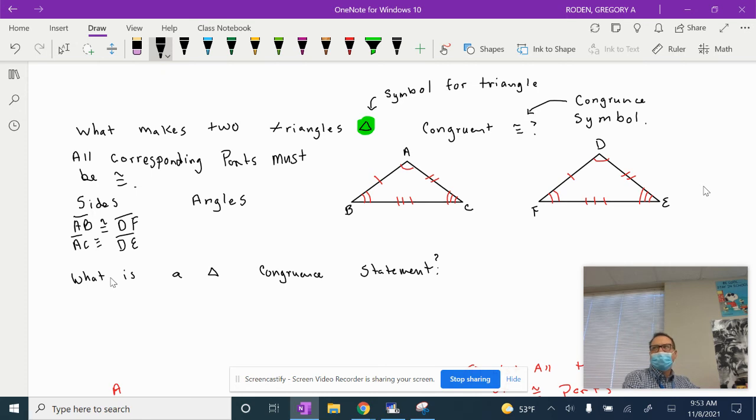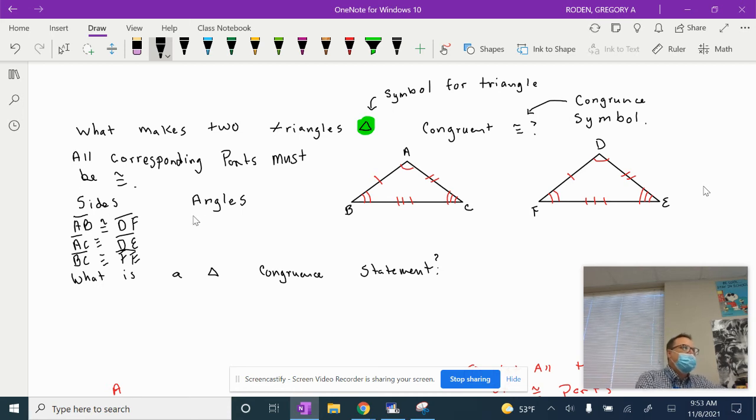Anyone see another pair of congruent sides? Let's stick with sides. Tanner. Okay, BC and FE. Okay. Y'all agree with that? So we can't have any more sides because the triangle obviously only has three sides.